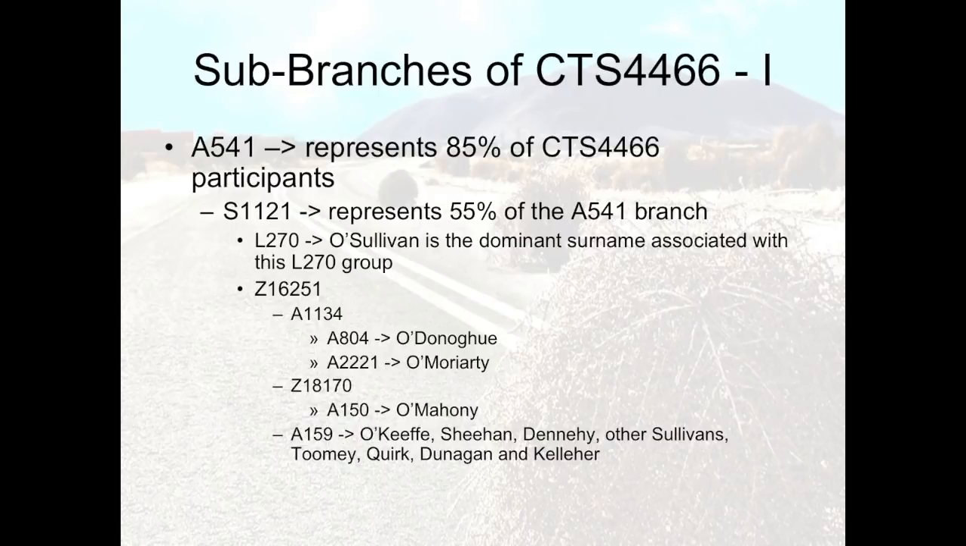A541 branch, which represents 46% of the participants. And then of that particular branch, you have S1121, which represents 55% of the A541 branch. This is split then into a number of different groups. The L270 group is associated with the O'Sullivans. There's the Z16251 group and sub-branches of that are associated with O'Donoghues, Moriartys and O'Mahonys. And then you have a variety of names below that: O'Keefe, Sheen, Dennehy, other Sullivans, Toomey, Quirk, Dunnigan and Kelleher.